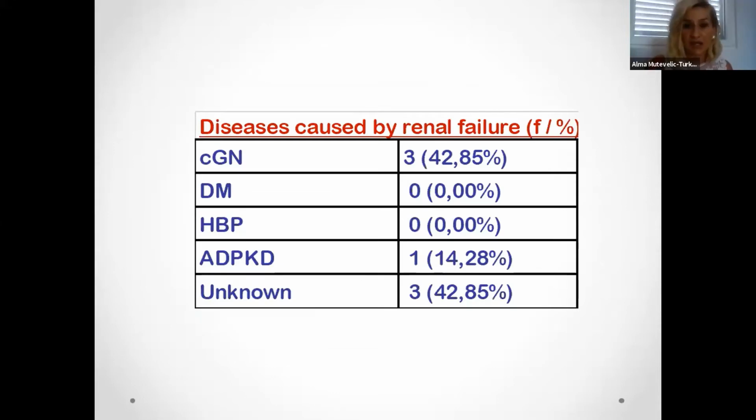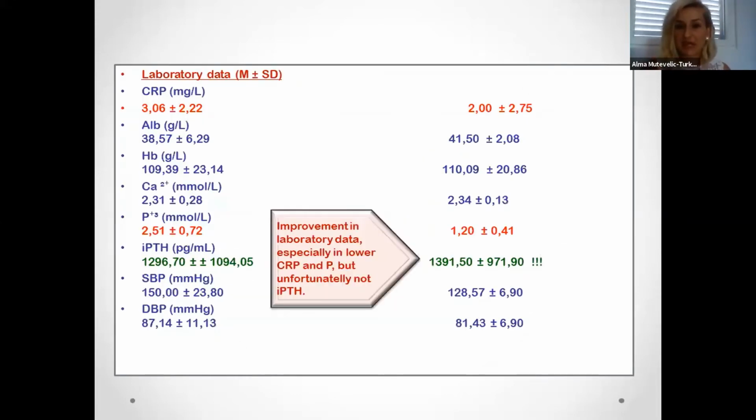When we are talking about these 7 patients, we can see that the disease that caused the renal failure was mostly chronic glomerulonephritis, and most of them were also unknown. When we are talking about the laboratory data that we took before and after applying the hemoperfusion method, we can say that we had an improvement in laboratory data, especially lower CRP and phosphorus.